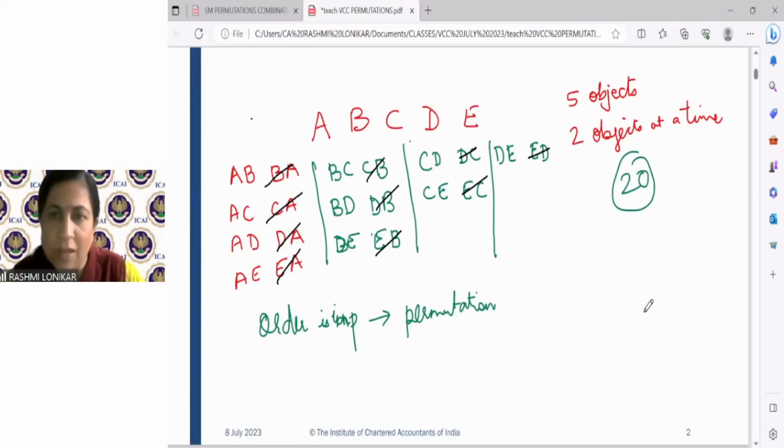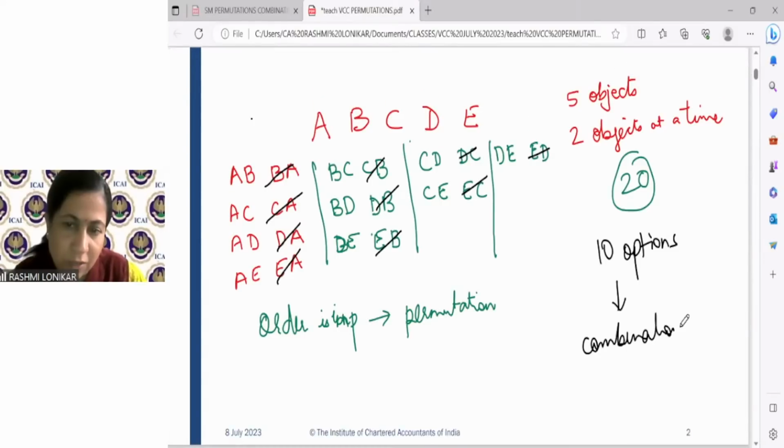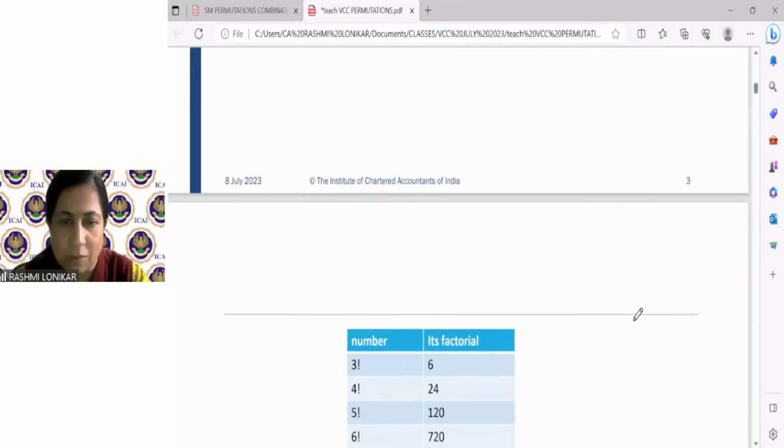And so we are left with 10 options. And so this is called combinations. When there is a selection and the order is not important, it is called a combination. Clear? So this is for your basic understanding of the difference between permutation and combination.